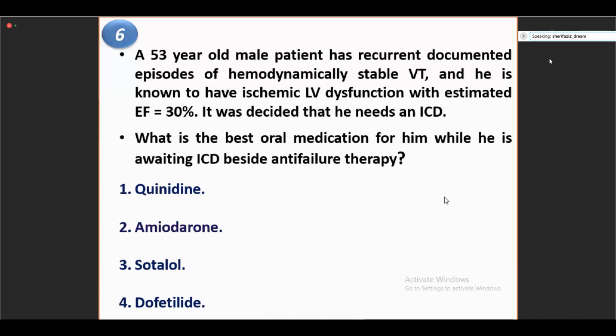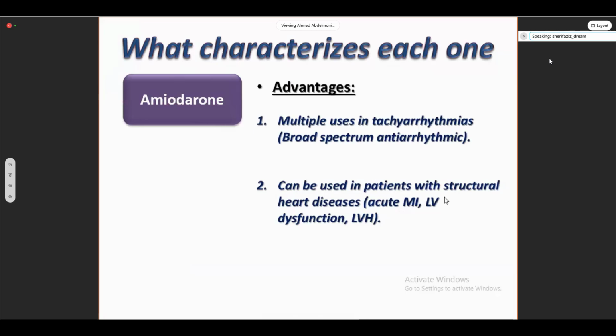Here, Dr. Ahmed, please. Of course, amiodarone is the medication of choice here in a patient with scar-related VT. So you can see in the next slide that amiodarone, according to the guidelines, which is a class 3 antiarrhythmic medication, can be used in structural heart disease in case of ventricular tachycardia, and can be used also in VT storm with less side effects in the acute stage. Most of its side effects are cumulative side effects with long-term use.